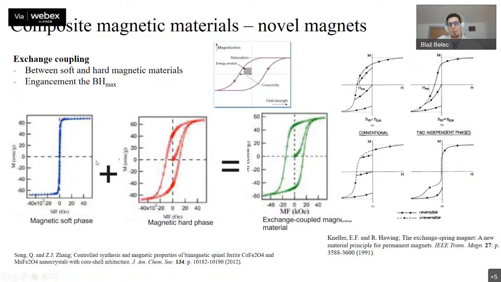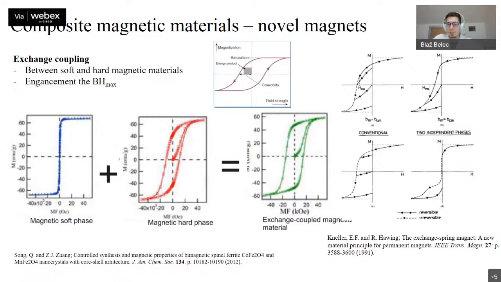So when we put those two materials together, we get a hysteresis loop, so magnetic properties that result from the sum of both properties. So this is the ideal case. And with this, we can also increase or even somehow choose or change the BH max, the term for the merit of how strong the material is.